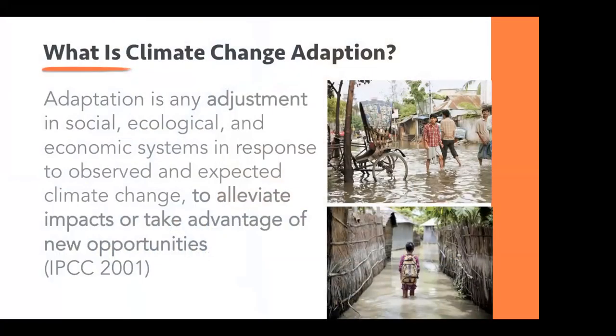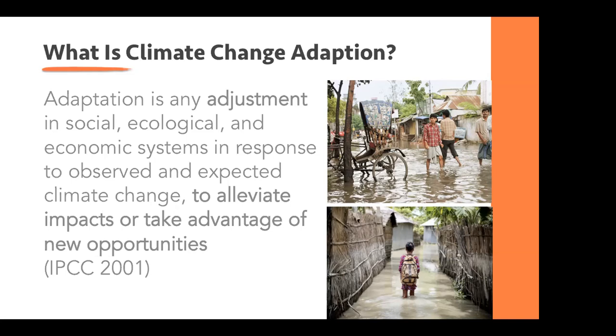So very briefly, because Todd already introduced the concept, what do we really mean by adaptation? Well, it's used in very many different ways, but the IPCC defines adaptation as any adjustment in social, ecological, and economic systems in response to observed and expected climate change. Any reactions to alleviate impacts or take advantage of new opportunities. So basically, the notion of adaptation includes preventive tasks such as disaster risk reduction or also mitigation, in my view.